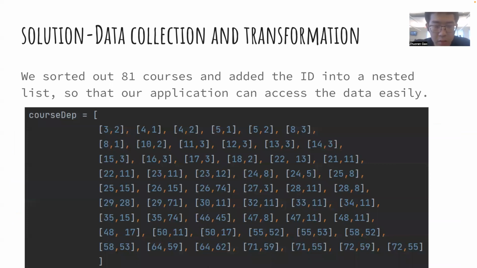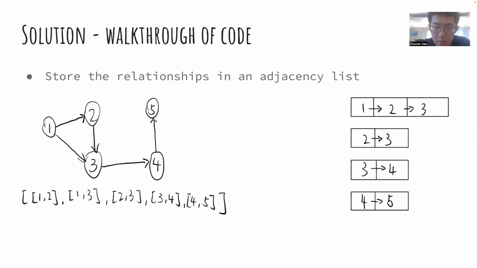We sorted out 81 courses and added the IDs into a nested list so that our application can access the data easily. Each list in the nested list has two elements. The second element is the prerequisite of the first element. Each course is allowed to have more than one prerequisite. Next, please.